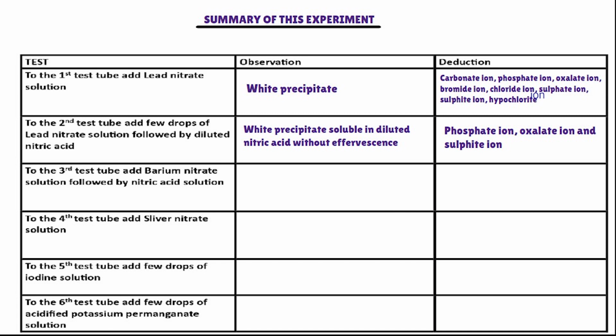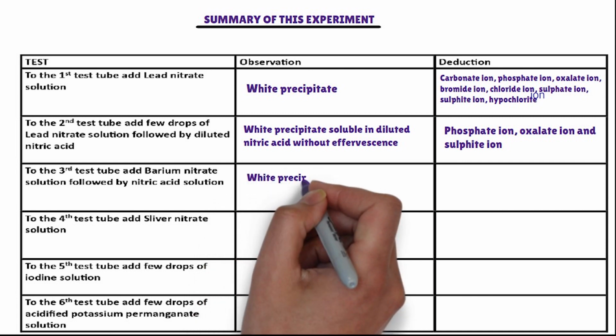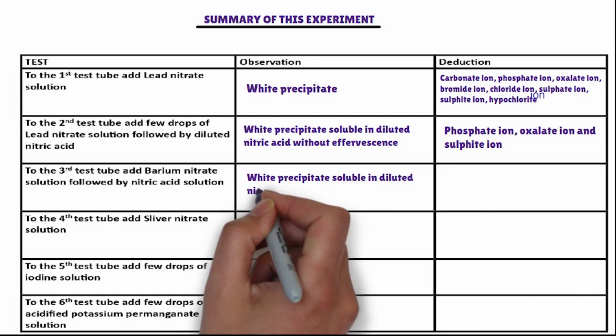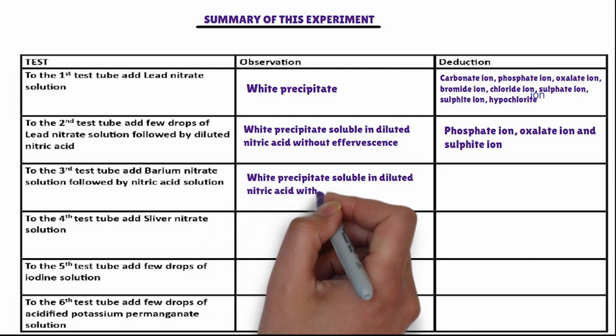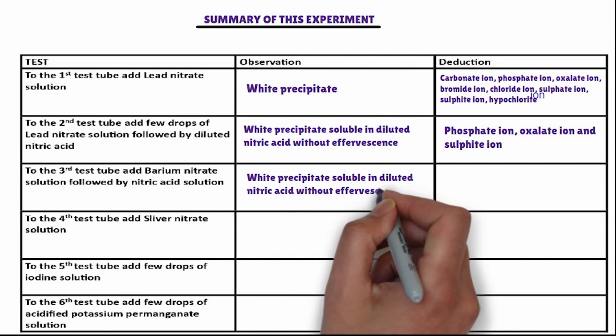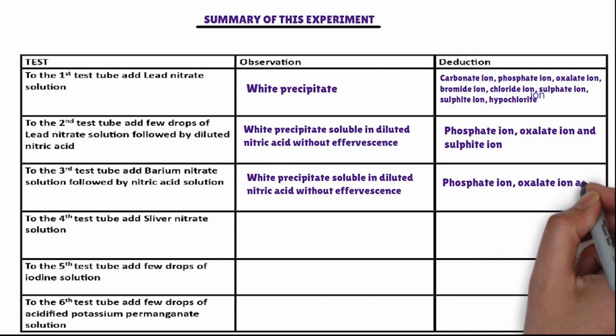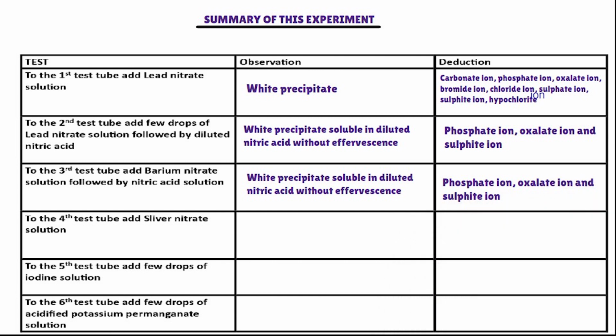To the third test tube, barium nitrate solution is added. The anions that form white precipitate with barium nitrate and the precipitate formed is soluble in nitric acid are phosphate ion, oxalate ion, and sulphite ion.